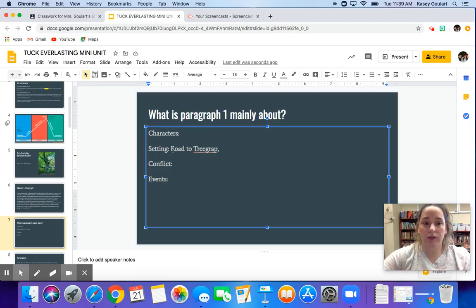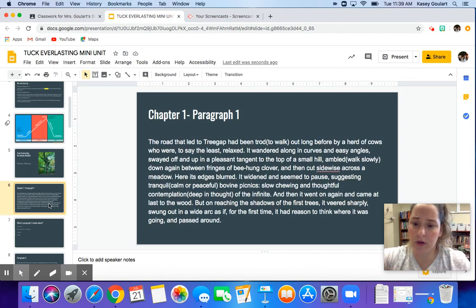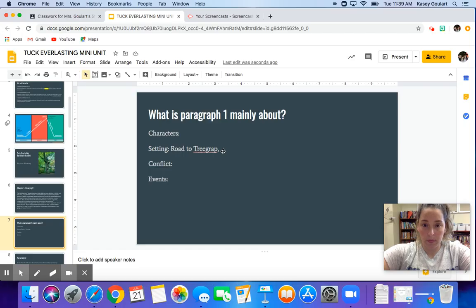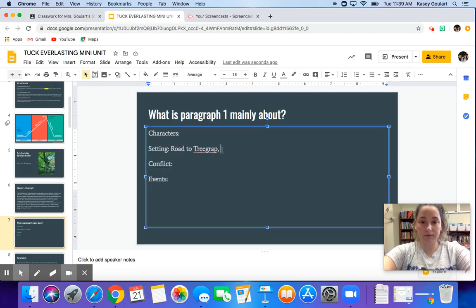So on the road to Tree Gap, I'm going to flip back and forth from the previous slide. If you would like to use your arrow buttons, the up and down arrows will help out tremendously with that. So it says, the road that led to Tree Gap was walked or trodden out long before by a herd of cows, wandering in curves and easy angles, swayed up in a pleasant tangent on the top of a small hill. So it's weaving very slowly and calmly through a pasture. So we'll call it cow pastures, comma.